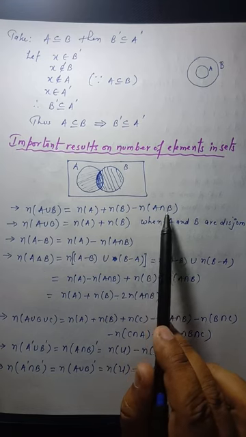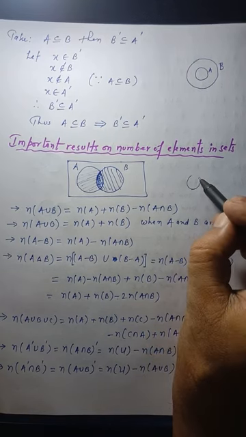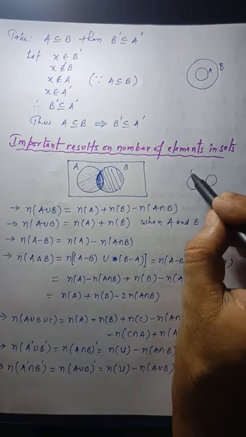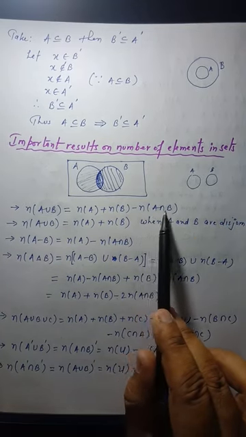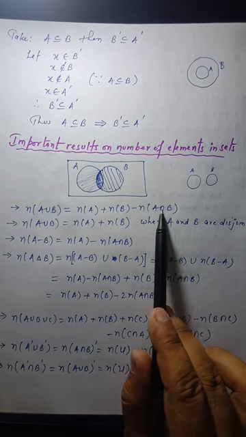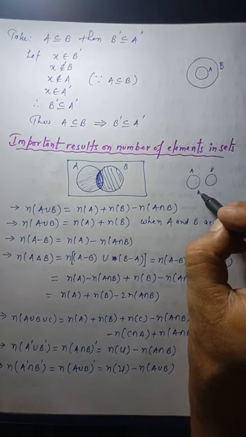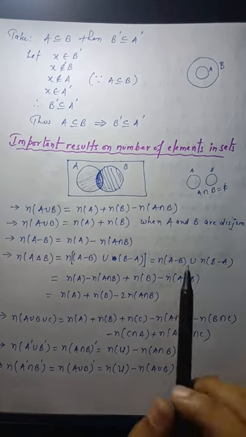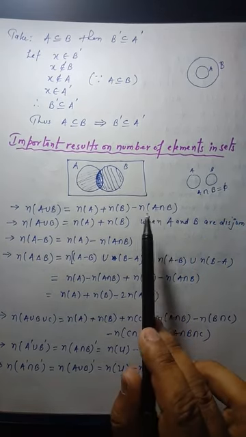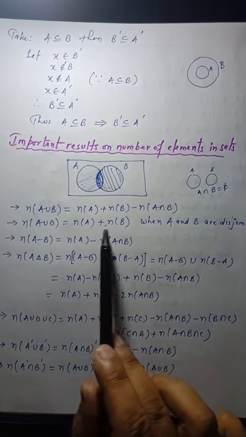Similarly, when this intersection part is a null set, it means both sets are disjoint. When there is no intersection part, it means there is no common element, so this will become 0. Like actually A intersection B will be phi, no element. So n of A intersection B will be 0. So when the sets are disjoint, then n of A union B will be n of A plus n of B.